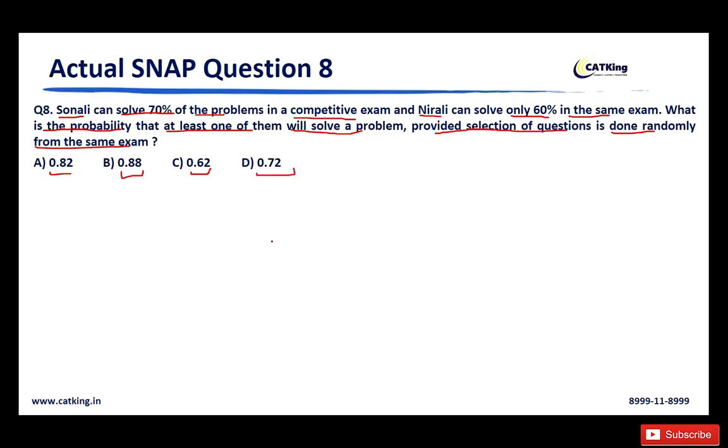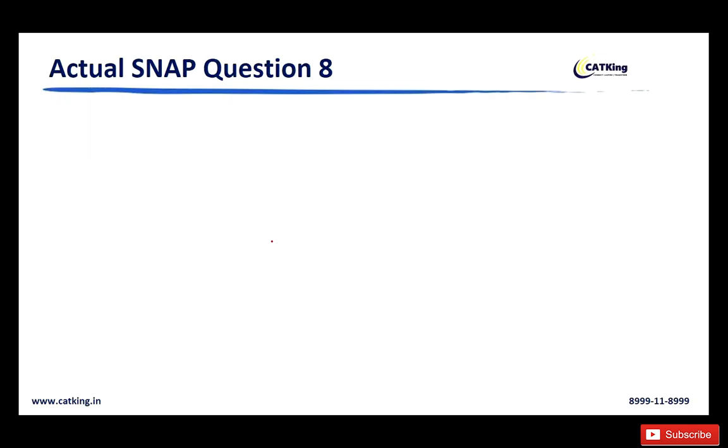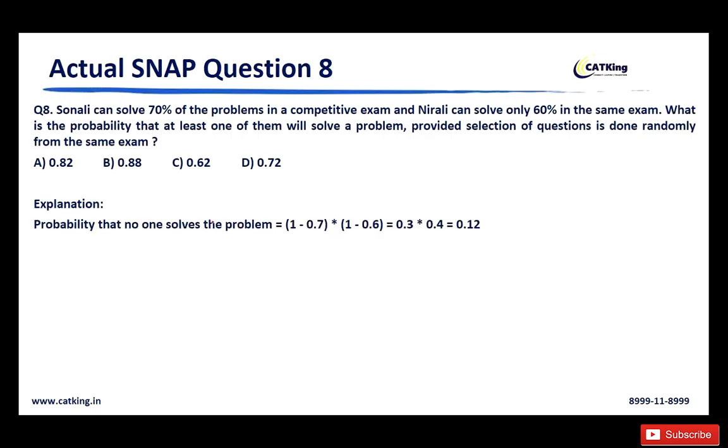Now it's a simple question based on the concept of probability. Again, I would like you to pause the video right here and try to solve this question on your own. You just need to find the probability that at least one of them will be able to solve a problem. Now there are 2 ways to solve this question. I would like you to solve this question on your own, and then you can have a look at the solution, and please follow the way I am solving this particular question.